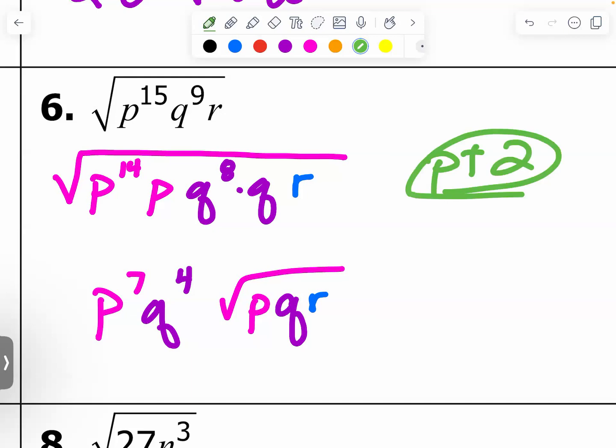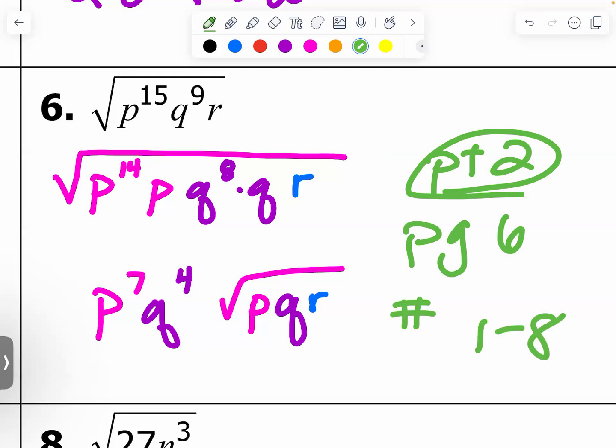Stop packing up. On page 6, I need you to do 1 through 8. So you have 20 homework questions. 12 of them without variables, 8 of them with variables. Now you can pack up.